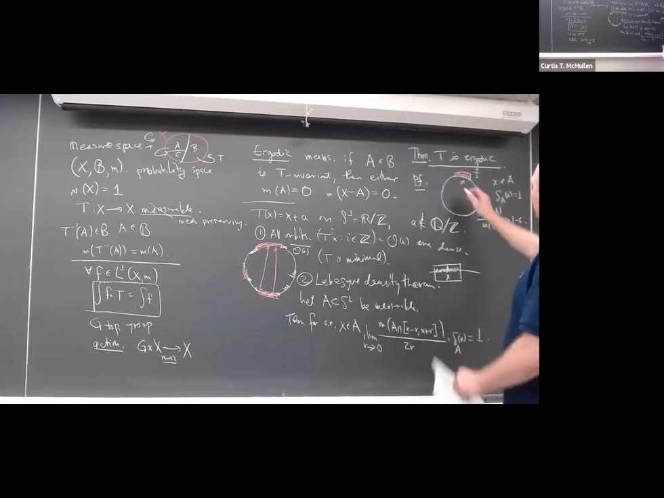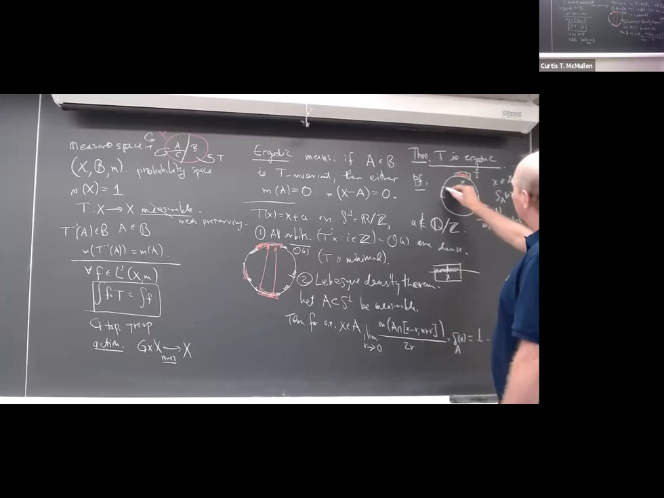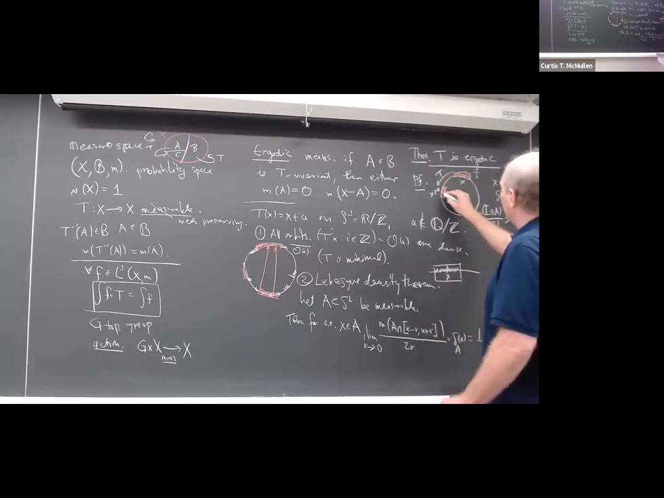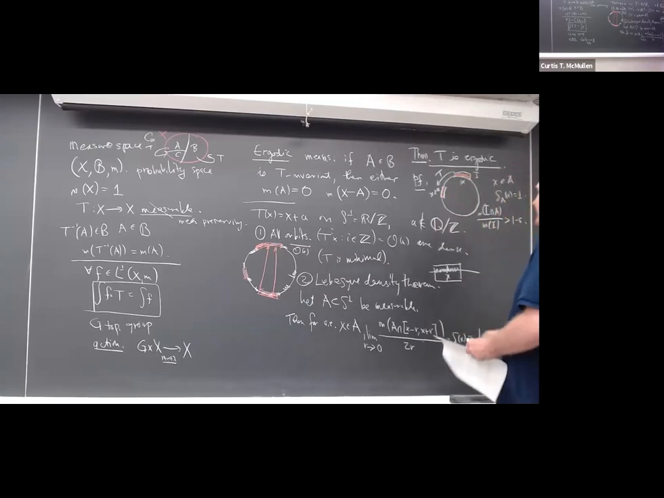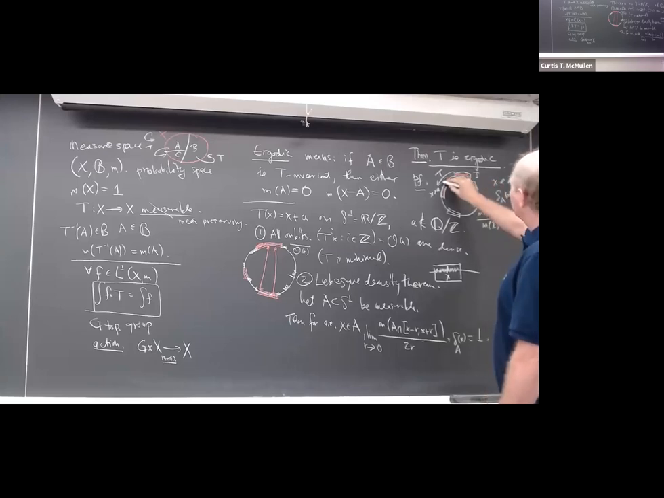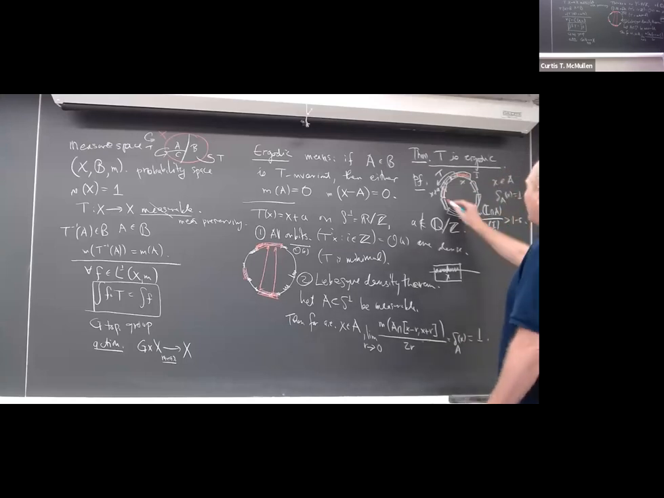But now we see that if we move this interval to x plus a, that is, if we apply T to this transformation, we find another interval where A is very dense, and an interval of the same length. And then we find another interval where A is very dense. And in fact, these intervals cover the whole circle. And so we can cover the circle with intervals where A has density 1 minus epsilon.